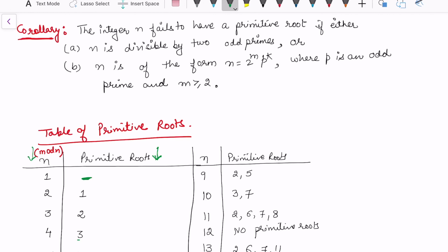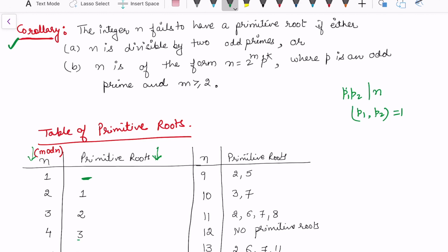And now theorem 1 and 2 give a very nice corollary from here. The integer n fails to have a primitive root if either n is divisible by 2 odd primes. So this means if there are two different odd primes p1, p2 that divide n, and we know that the GCD of p1 and p2 is equal to 1, this means p1 divides n and p2 divides n. So the second theorem falls in the picture, and we'll have that n will not have a primitive root.